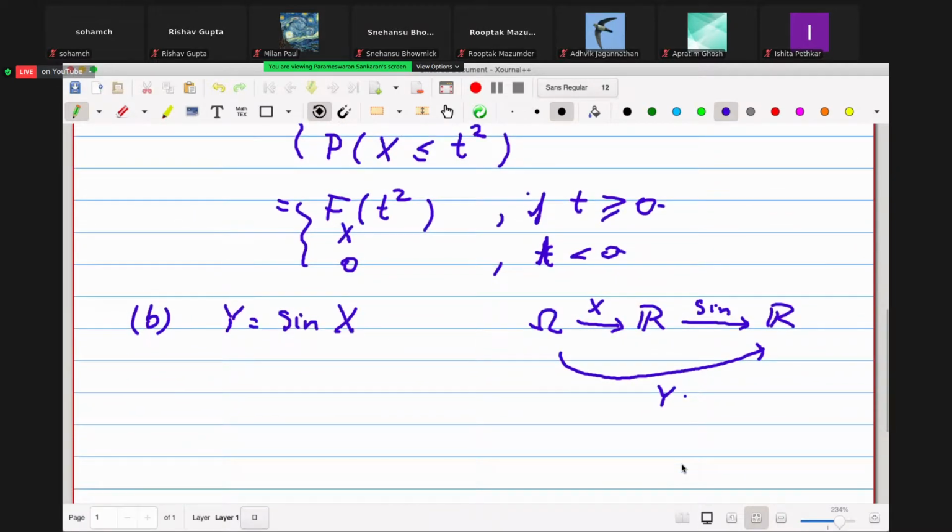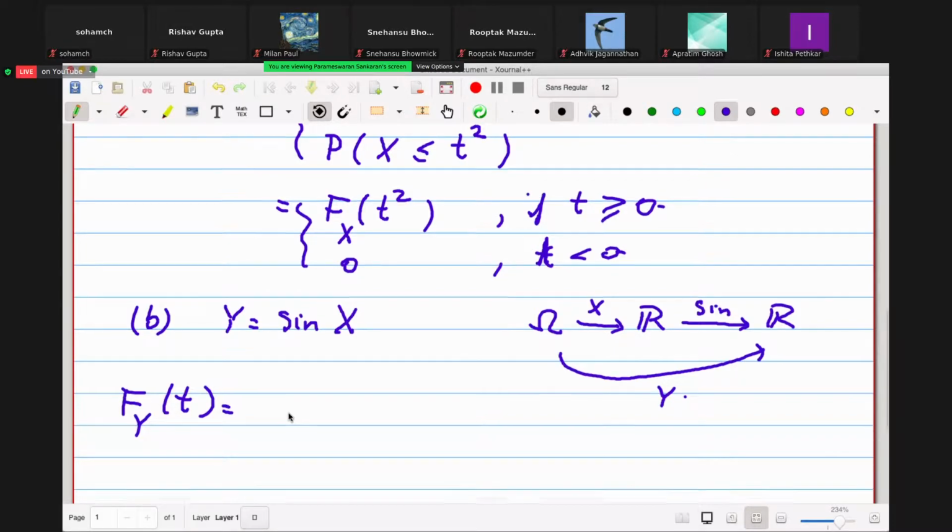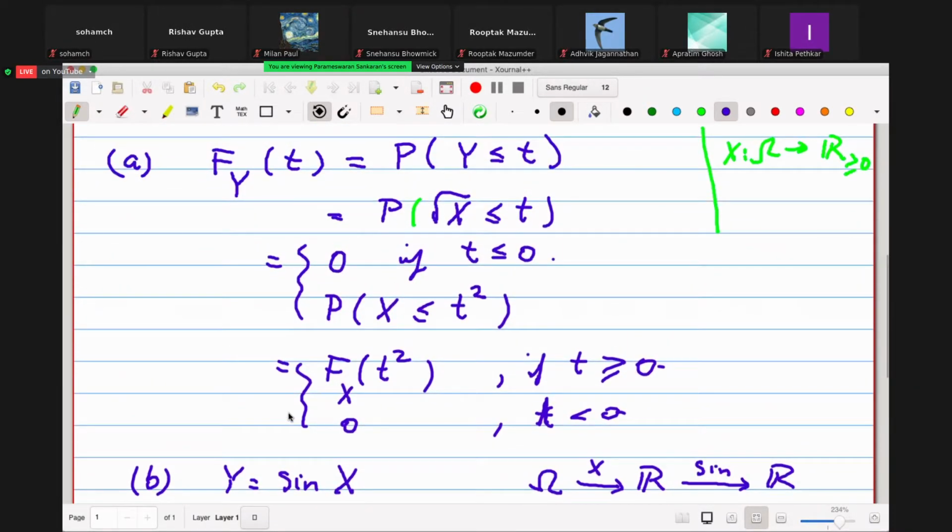All right. So now, once you write like this, things will become clear. What is F_Y of t? Yes, sorry, sir. In the previous question, where did you get the values from, like 0 if t is less than or equal to 0?